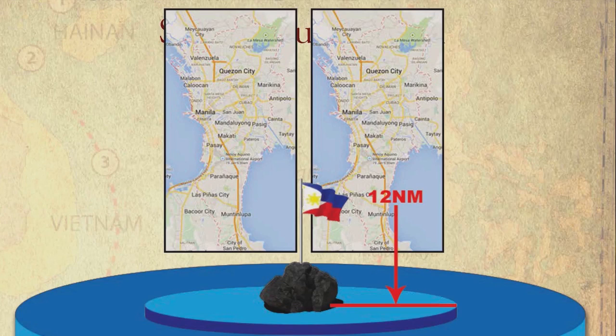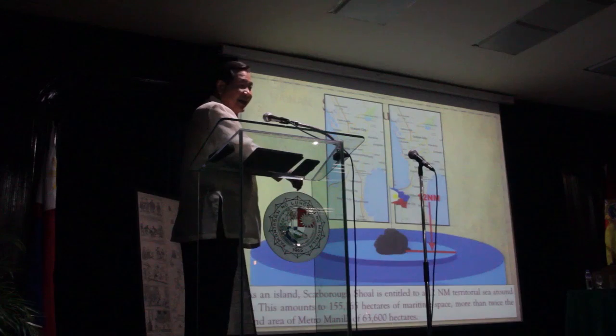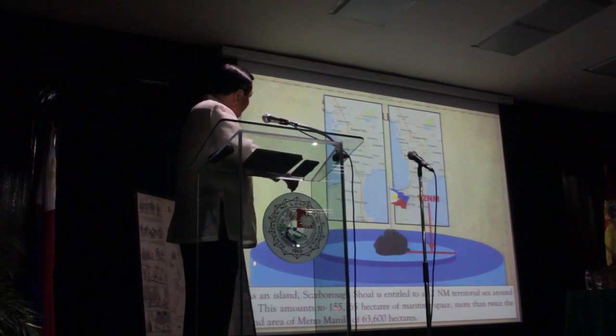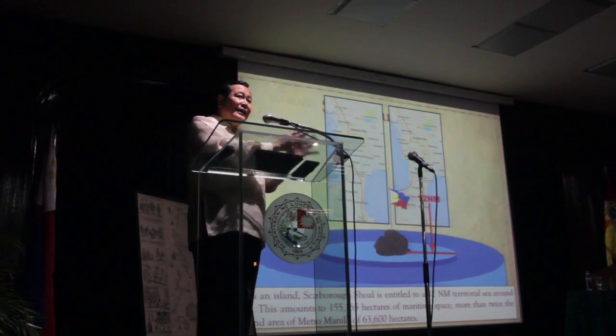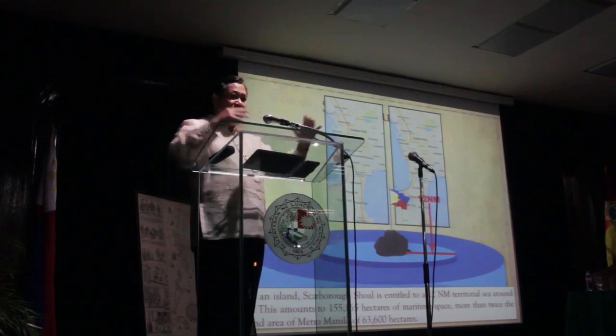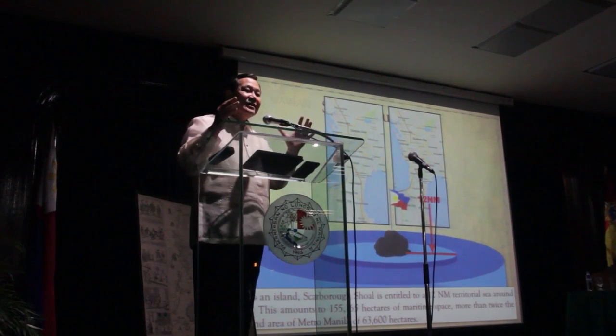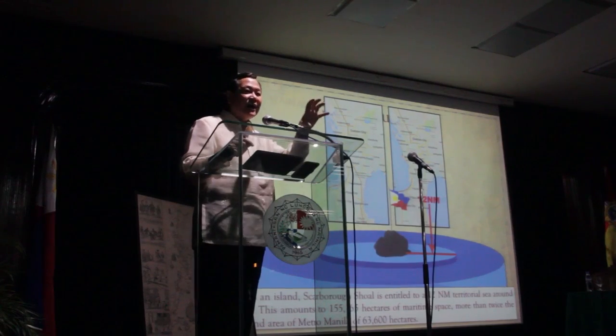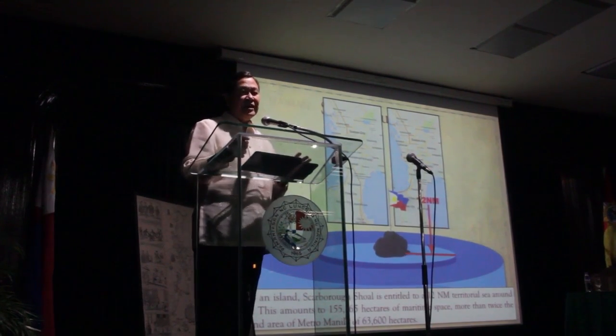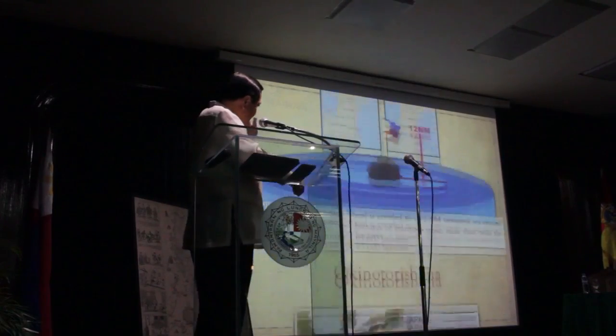How big is that? If you compute the surface area of 12 nautical miles around it, it's 155,000 hectares of territorial sea. That is more than twice the land territory of Metro Manila. Metro Manila has only 63,000 hectares. This one is 155,000. So a small rock like that under international law has a very big territorial sea. That's why countries fight over a rock, even if it's only 7 inches above water at high tide.